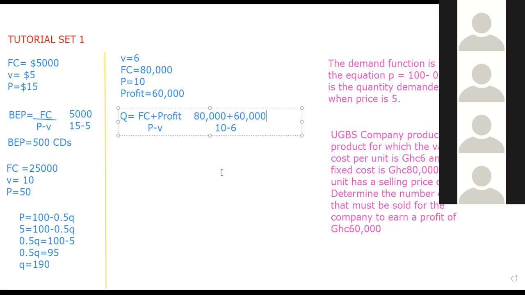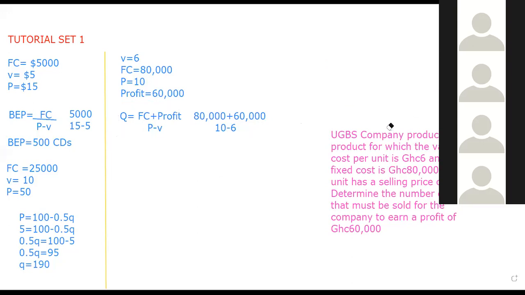So what did you get? 35,000 units. Okay. Please, I hope all of you are understanding it. Yes, it's important, sir, to understand. We won't just copy.